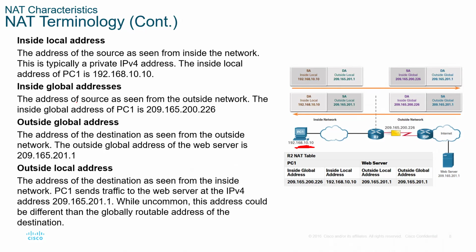Inside global, address is seen from outside the network. If we are looking from outside the network, what is the address of PC1? From outside the network, the address of PC1 is its public IP address, not the private. So the inside global address is the public IP address of PC1. Then the outside global address, that's our destination, is seen from outside the network. So if we are looking at our destination from this side, we'll be looking at its public IP address, basically.